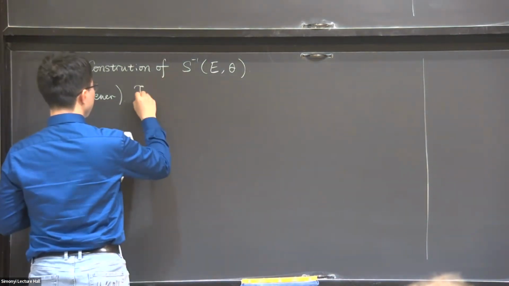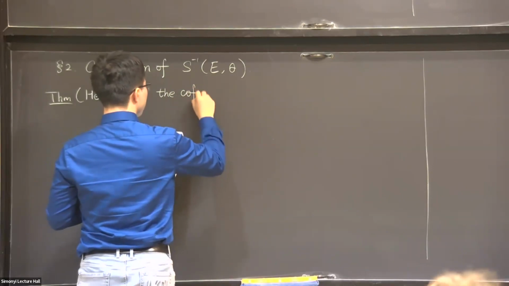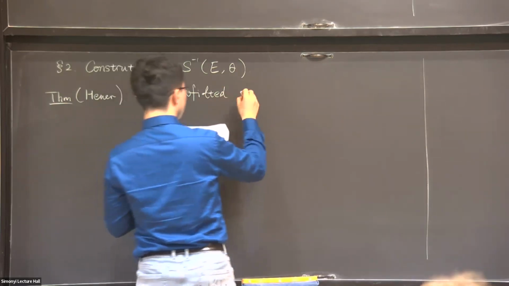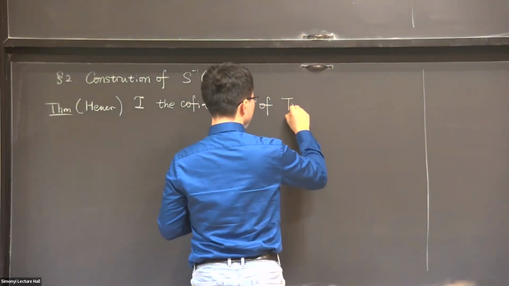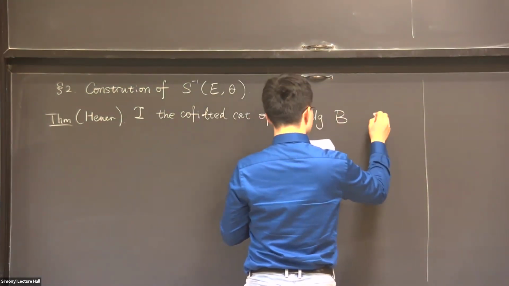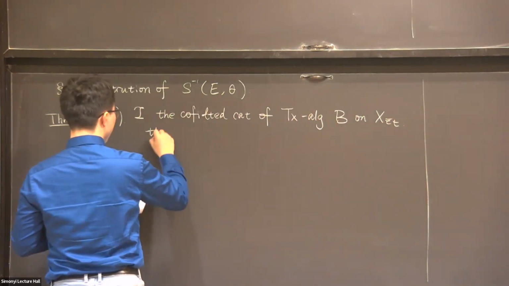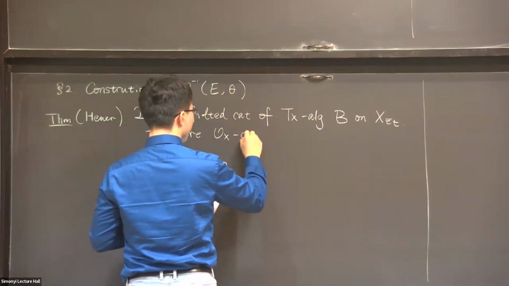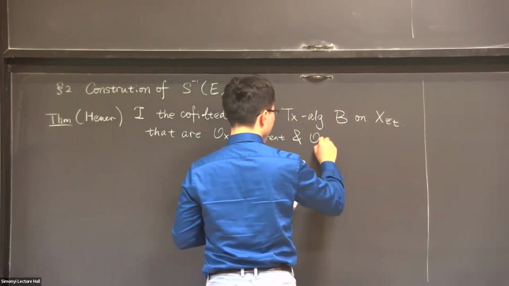So let I be the filtered category of TX-algebras B on the étale site of X, which are OX coherent and OX torsion free.